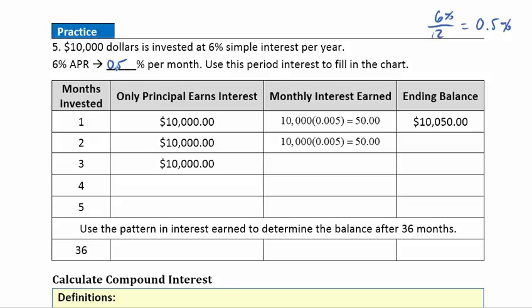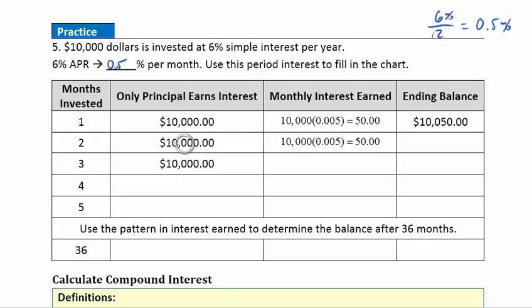So basically what we're going to do here is we're going to take $10,000 times 0.5% each month. And so 0.5% looks like this as a decimal. So 10,000 times 0.005 gives us $50. So the ending balance then is going to be 10,000 plus the 50. So 10,050. Now, the next month, we're getting charged interest, but again, only on that initial investment, only on the $10,000 that we've borrowed here, or sorry, that we've invested.